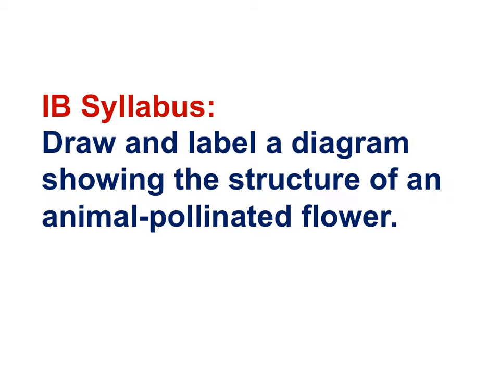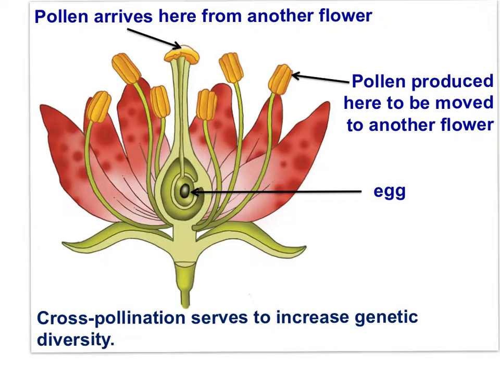Here is the first IB syllabus statement for this movie. Draw and label a diagram showing the structure of an animal-pollinated flower. In this diagram of a flower, meiosis occurs here, the anther, to produce male gametes. The sperm cell lies within a pollen grain. Meiosis occurs here within the ovary to produce the female gamete, the egg.